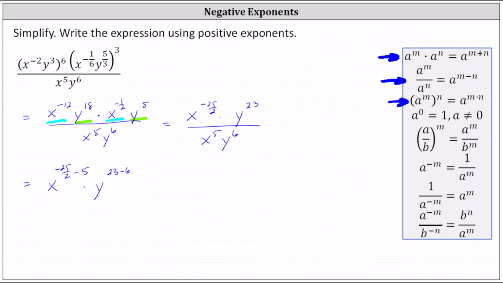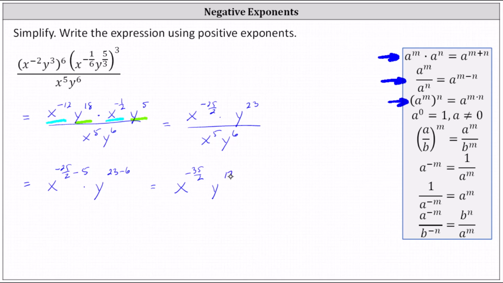And now let's simplify the exponents. -25 halves minus 5 is equivalent to -25 halves minus 10 halves, which is -35 halves, giving us x to the power of -35 halves. And then we have y to the power of 23 minus 6. 23 minus 6 is 17.